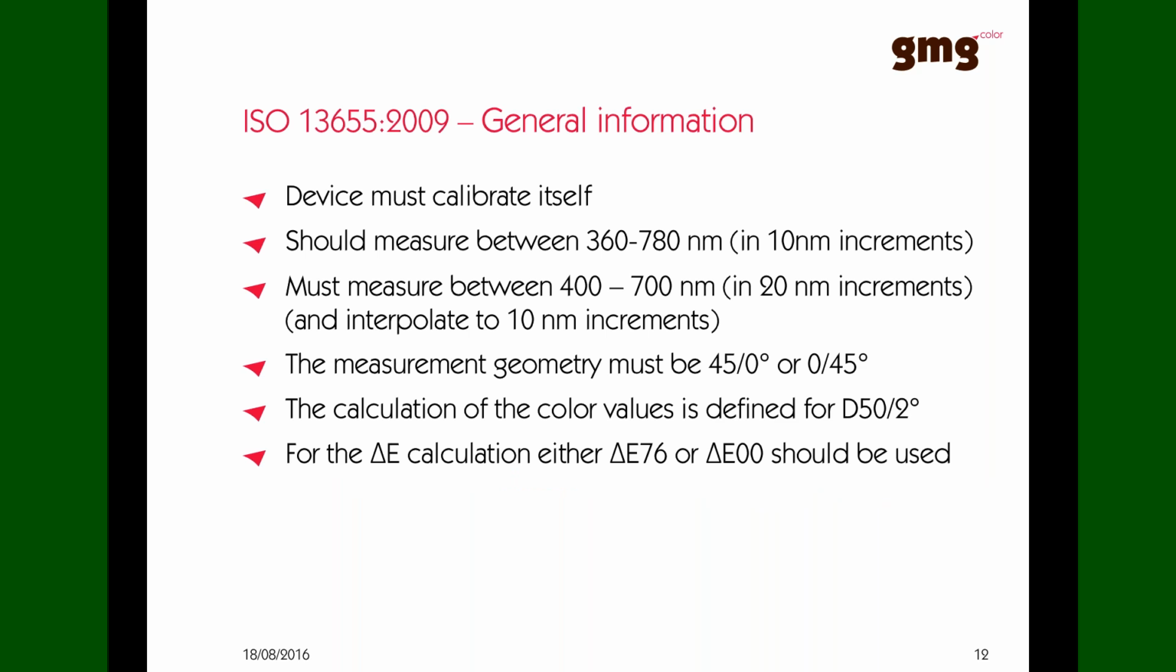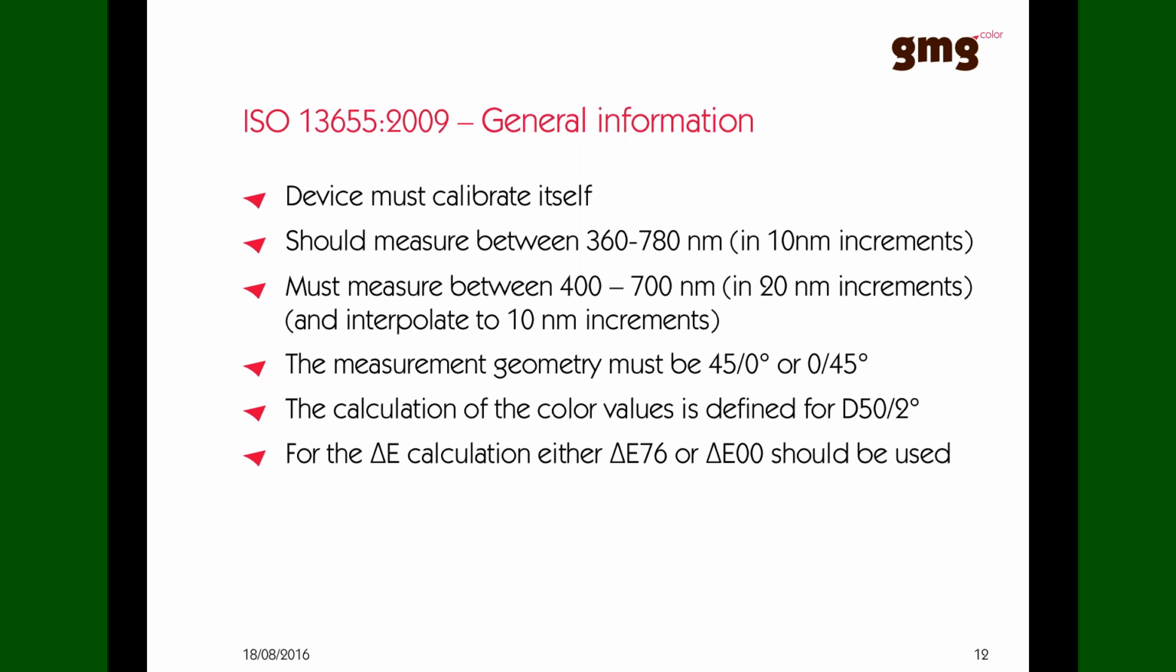So what's inside this ISO norm? It says that a device must calibrate itself, so a measuring device must keep itself at a stable level. Usually measuring devices have a white tile built inside the device, or it's external to the device. You place your measuring device on this white tile before you start your measurement, and then it calibrates itself.